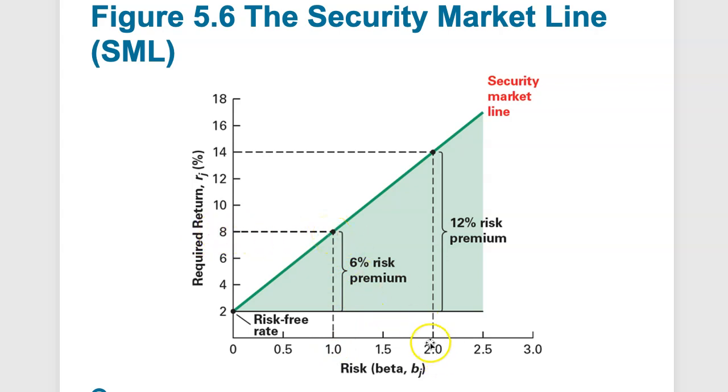If beta moves to 2, then we have that risk-free rate of 2% plus the risk premium of 12%, giving us 14%. So if we plot the 1 and the 2 together, and we draw a line through these 2 points, this becomes a security market line. And we're graphically looking at, as beta increases, how quickly does the required return increase?